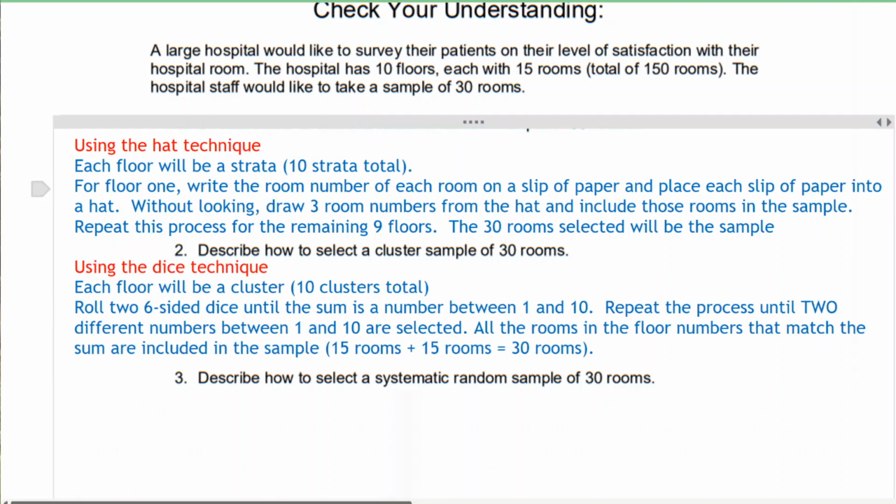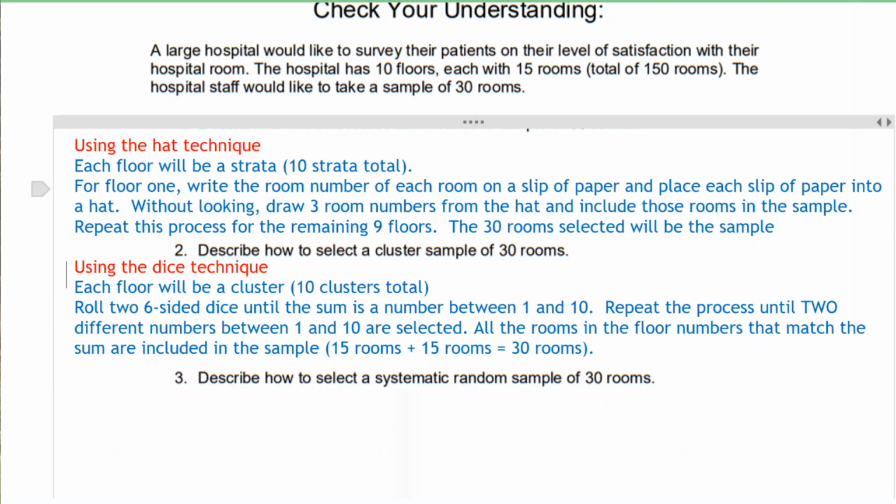Let's use a dice technique. This is going to be a random device. So each floor is going to be a cluster, meaning there are 10 clusters. We're not going to use a fancy 10-sided die or a 20-sided die, we're going to use just 2 6-sided dice. And then we're going to roll them until we get a sum between 1 and 10. Now, we may have to roll the dice a few times until we get something between 1 and 10, but that's okay. It won't take that long.